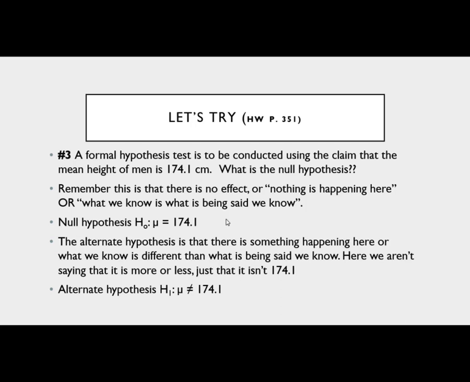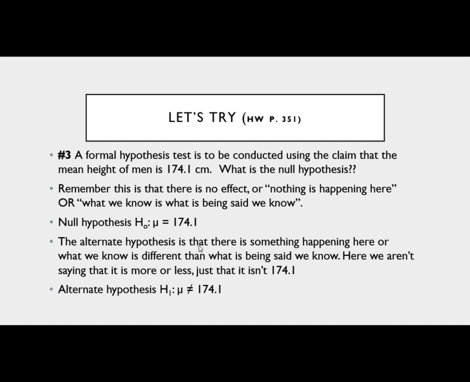A formal hypothesis test is to be conducted using the claim that the mean height of men is 174.1 centimeters. So what is the null? Remember that there is no effect or nothing is happening here, or what we know is what is being said. So the null hypothesis is just that the mean, and here we use mu because we're talking about the population mean, is equal to 174.1.